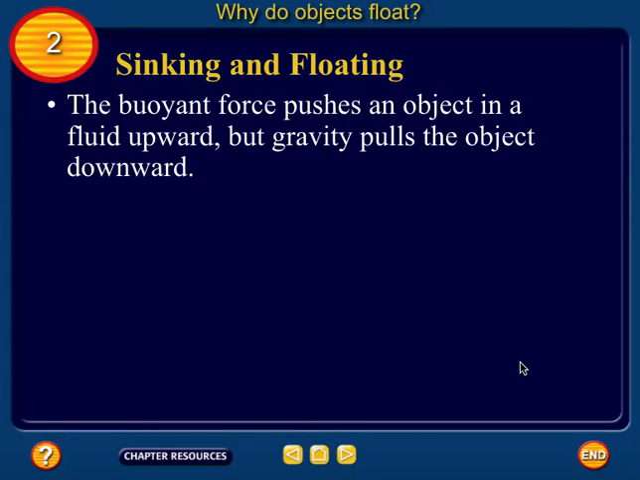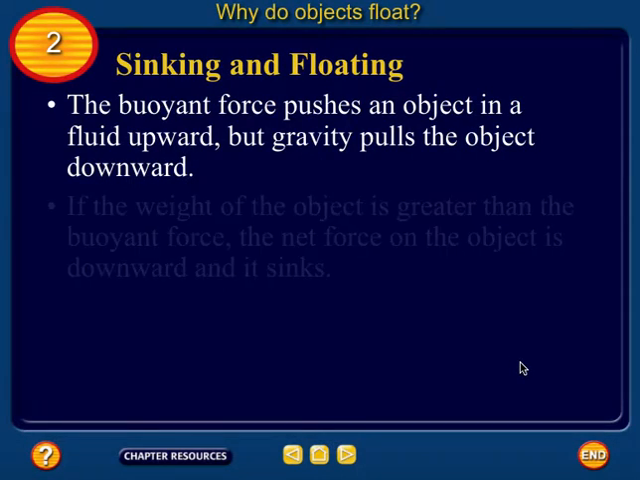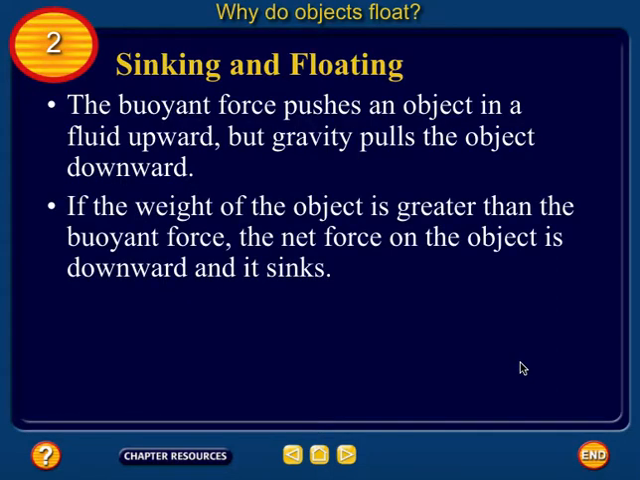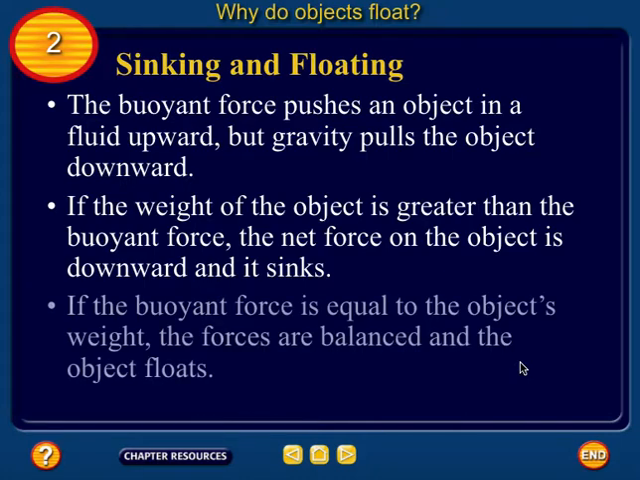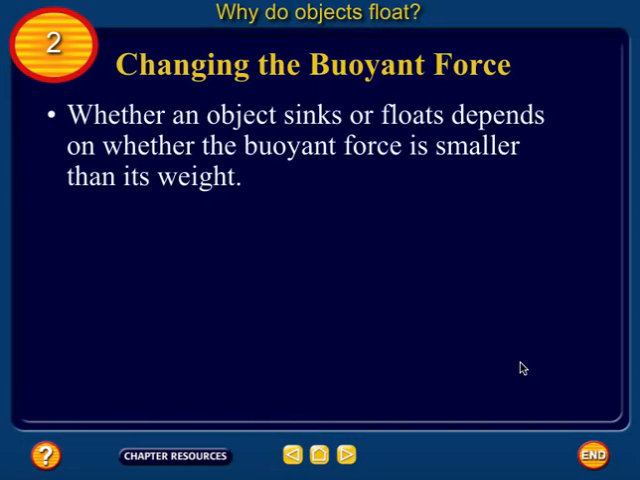The buoyant force pushes an object in a fluid upward, but gravity pulls the object downward. If the weight of the object is greater than the buoyant force, the net force on the object is downward and it sinks. So what causes something to sink? If it's got a greater force pulling it down than it does pushing it up, it sinks. If the buoyant force is equal to the object's weight, the forces are balanced and the object floats. So if the pressure pushing up on the object equals what's pushing down on it, it will float.